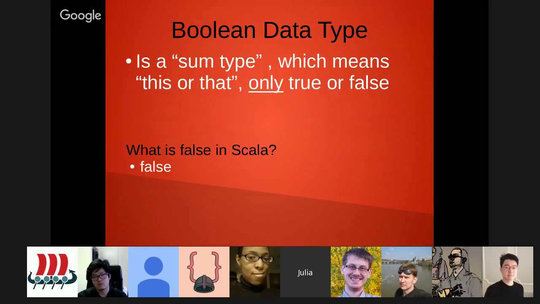And so a little bit more about the data types. The Boolean data type is called a sum type, which means that it can only be true or false. So the answer to what is false in Scala is literally just false. There's nothing like falsy. You're not going to encounter an empty string being false, 0 being false. It's truly just false data type.